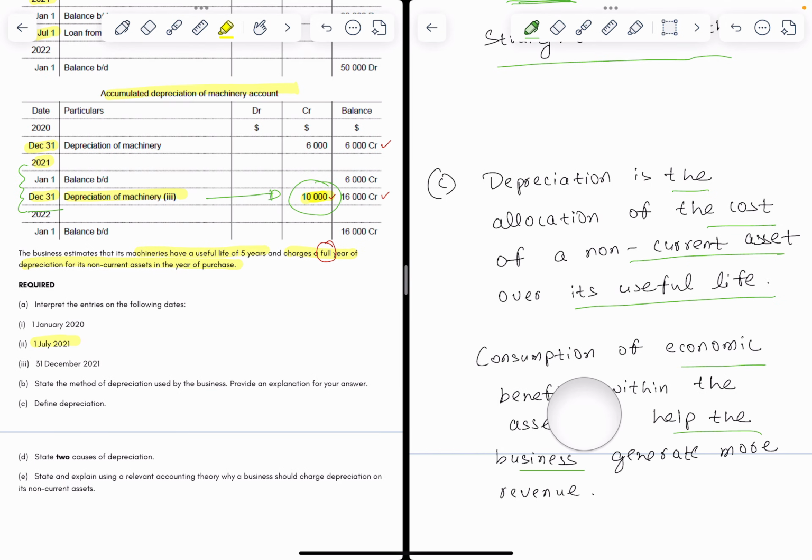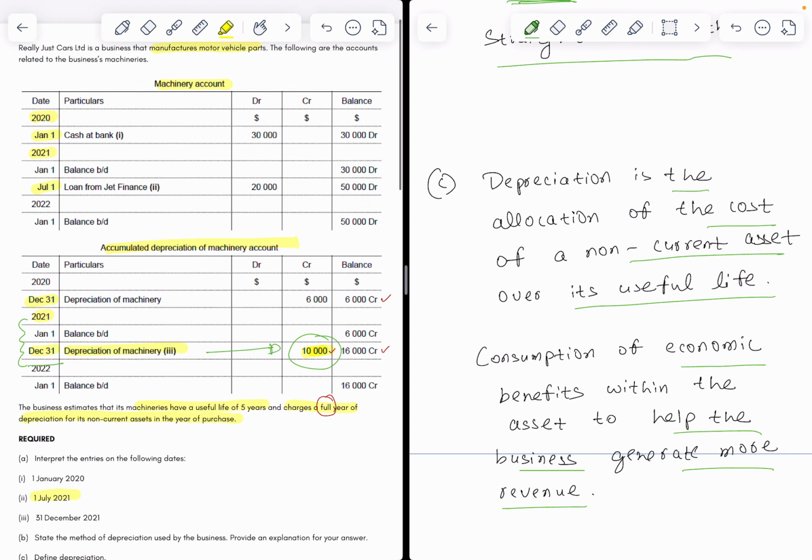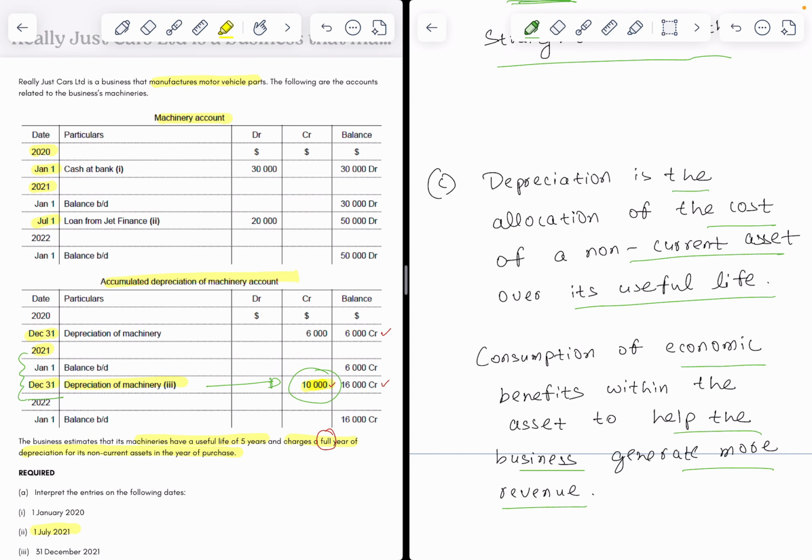Because when we buy a non-current asset, the ultimate purpose of buying a non-current asset is to help the business generate more revenue, all right? So in this case, for instance, you're working with a business that manufactures motor vehicle parts, and the machinery, let's just say, is for installation within the factory so that it can speed up the process of production for this business, right? So this machinery is out there to help the business generate more revenue and add more value to its customers, all right?